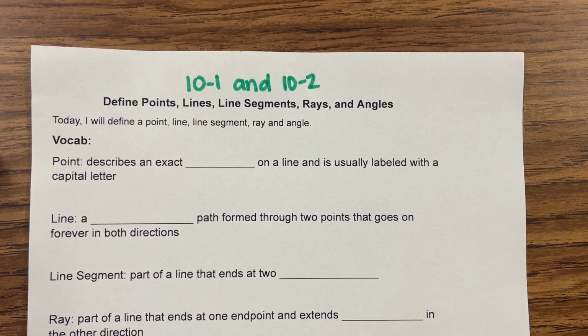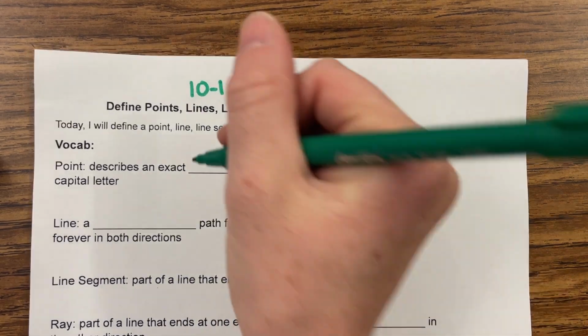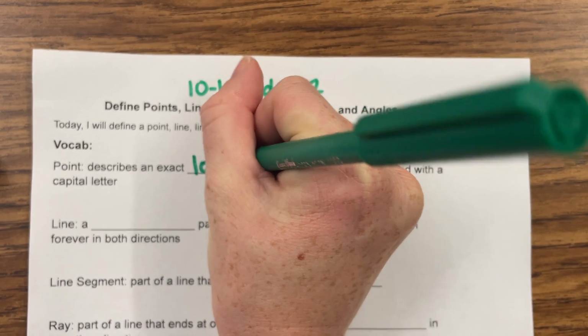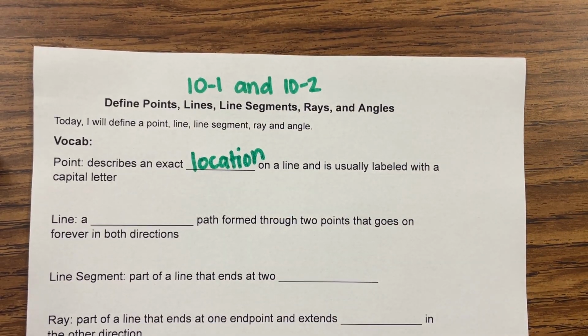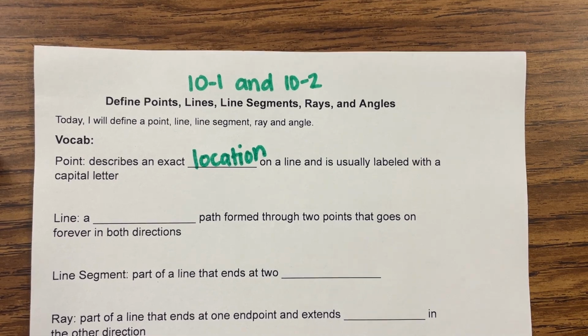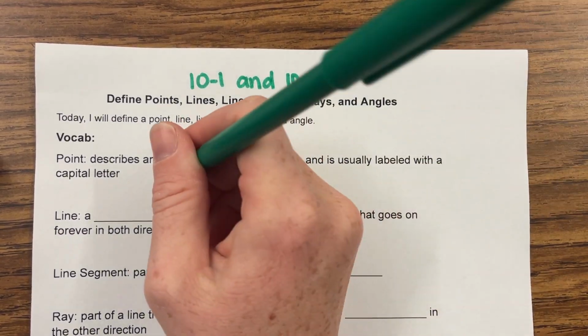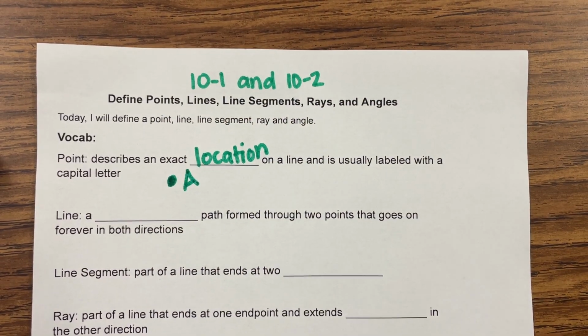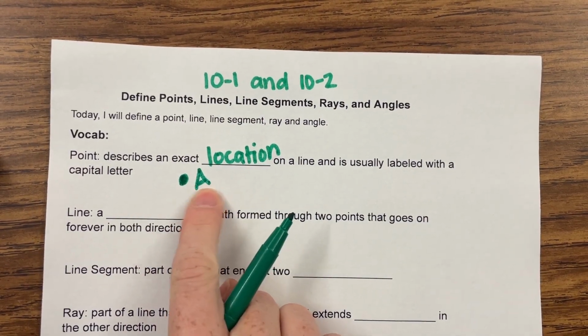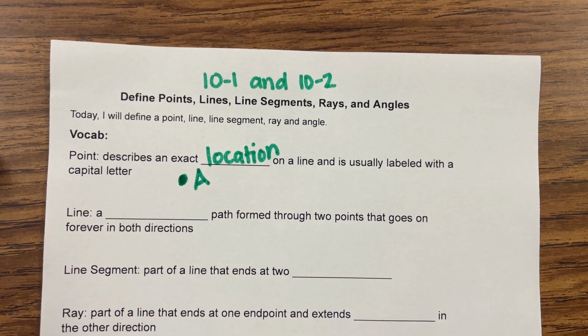A point describes an exact location on a line and is usually labeled with a capital letter. So again, that's a point. If you see a dot with a label, for example, a dot and an A, that is point A.